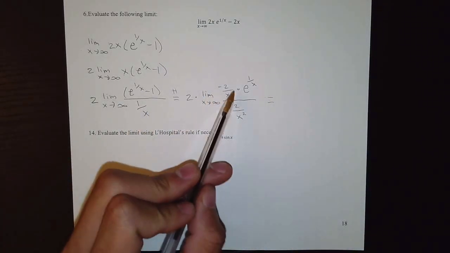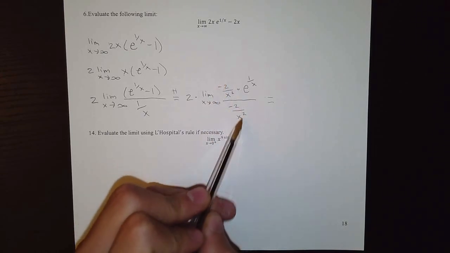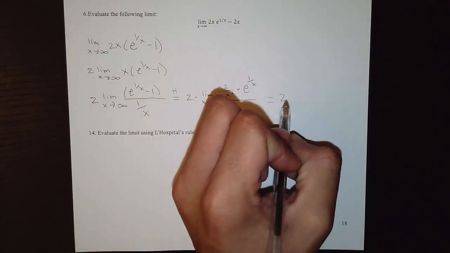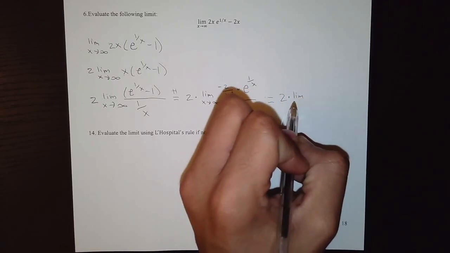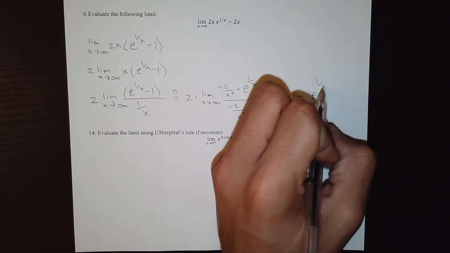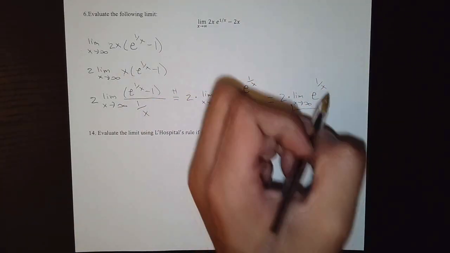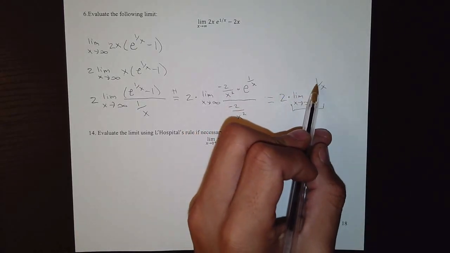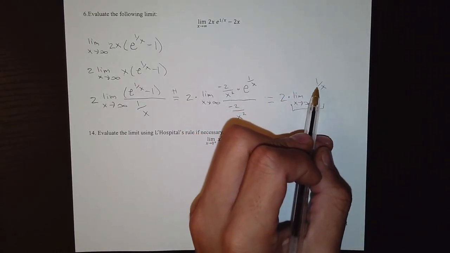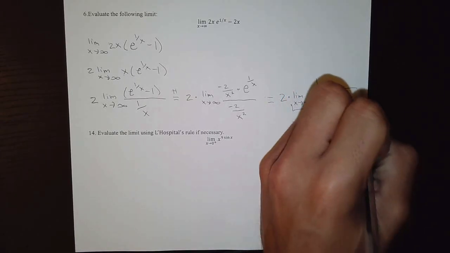Well, notice that this term and this term are exactly the same, and so they cancel out. And we're just left with 2 times the limit as x approaches infinity of e to the power of 1 divided by x. And when we plug this limit in, we actually get e to the power of 0. And e to the power of 0 is just 1. And so the limit would just be 2 times 1, or 2.